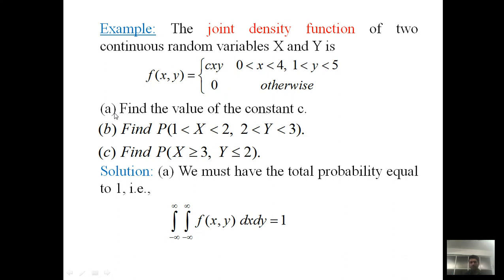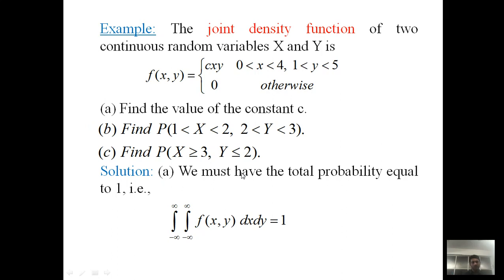We are interested in finding, first of all, the value of this constant c. Second, we want to find the probability of the random variables x and y when x is between 1 and 2, and y is between 2 and 3. And lastly, we have to find the probability when x is greater than or equal to 3 and y is less than or equal to 2. So let's start with the first option.